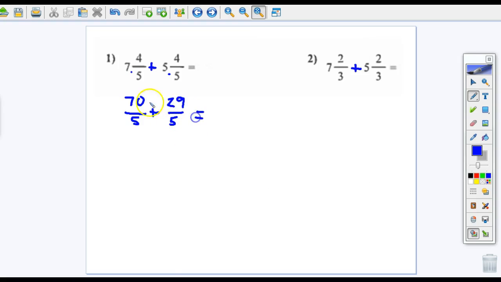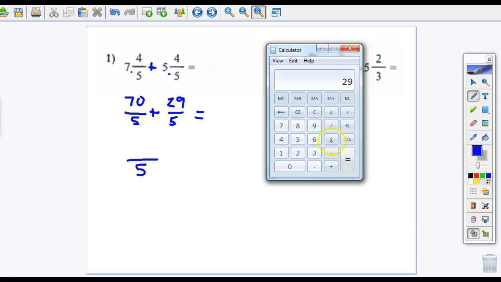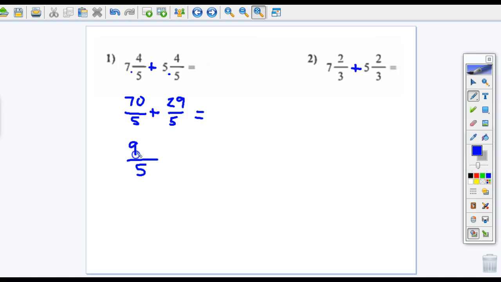And now I'm simply adding my top two numbers, and I know my denominator is going to be 5, right? So I'm going to say 29 plus 70 is going to give me 99. And right now, I want you to simply keep it like this. I don't want you to do any further division at this point. Right now, I just want you to keep it as an improper fraction.